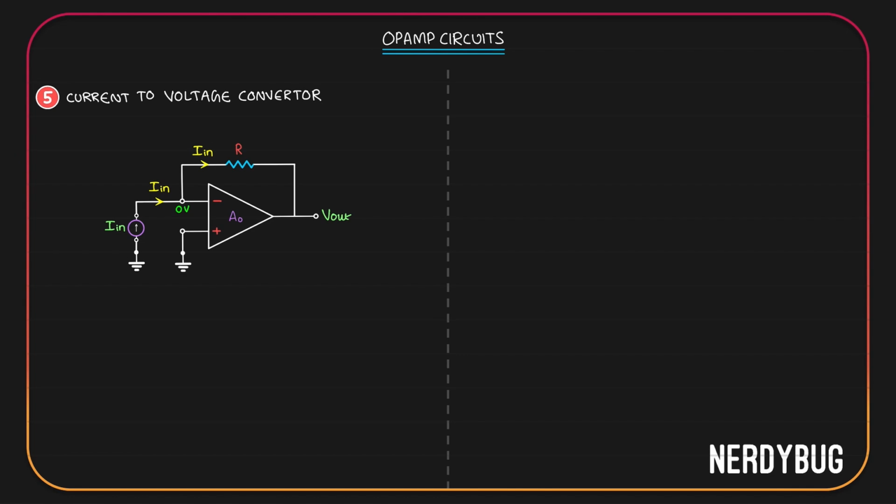I in is clearly the current that flows through resistance R. R has a potential 0 volt over here and V out over here. So the current through it will be 0 minus V out divided by R. I in is nothing but V out divided by R. That means V out is I in multiplied by R. Clearly, output voltage is proportional to input current. What we have is a current to voltage converter.